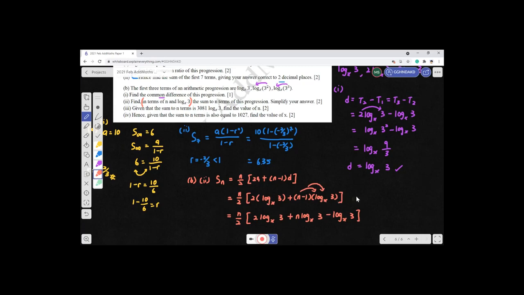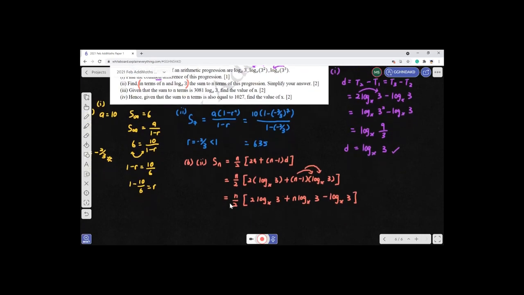Okay, so now to continue to solve this Sn, if you can see here, 2 log x3 minus log x3 is like 2 love minus 1 love. So 2 love minus 1 love, you will be left with 1 love. So what is the love? Log x3 plus n log x3. So this is your Sn. You simplify your answer until this way, where your answer has n and log x3 as part of the answer.